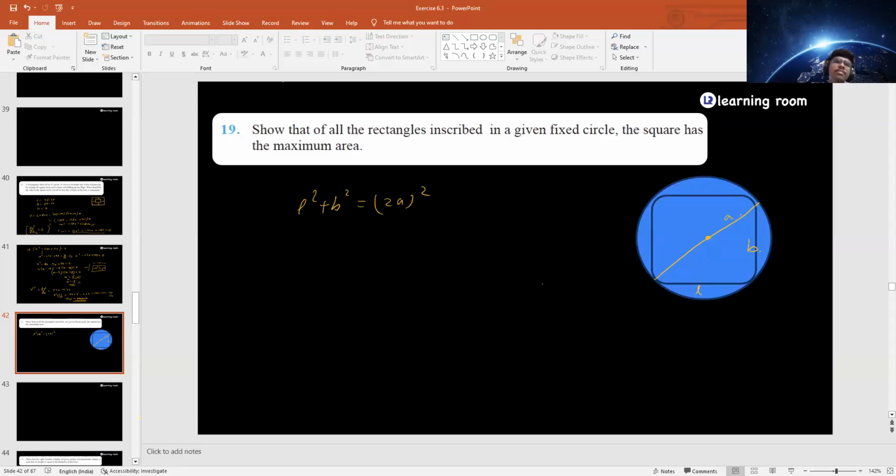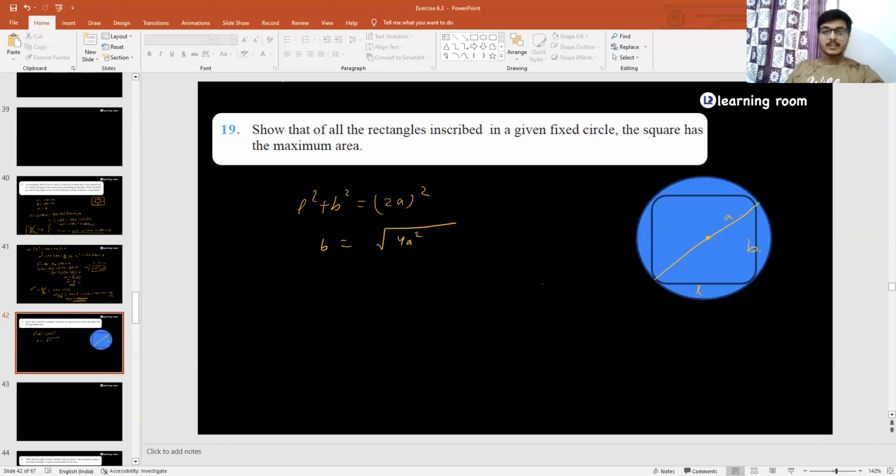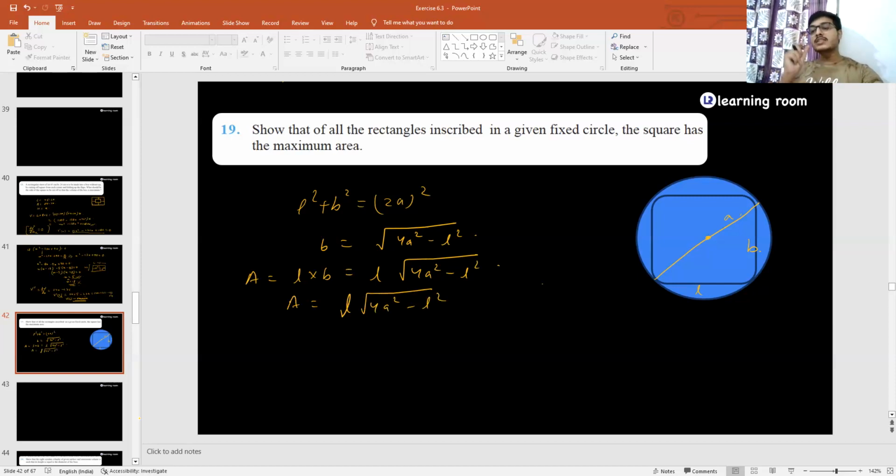Yes, sir. So B will be what? Under root of 4A square minus L square. Area will be what? L into B. So L into under root of 4A square minus L square. Now you see here in this particular equation of area, I want the area to be maximum. So in this particular equation of area, what is my variable? What is changing? What can I change? Tell me. What can I change in this particular equation of area here?